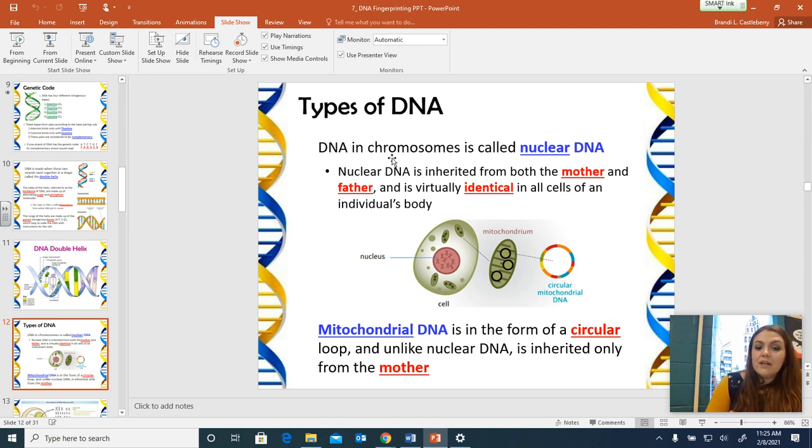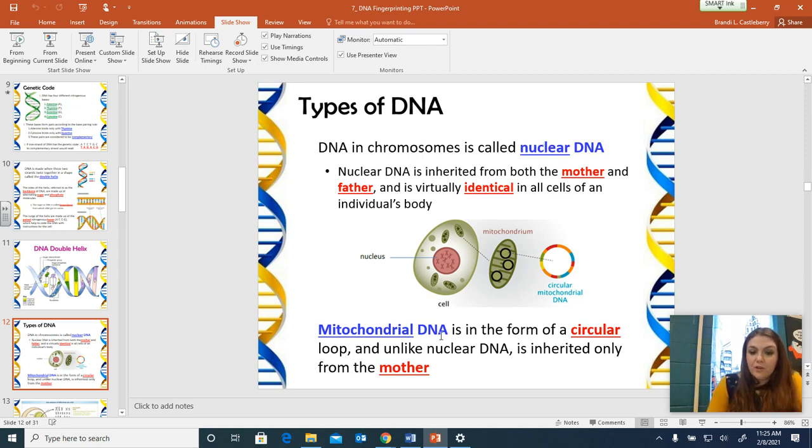Types of DNA. DNA in chromosomes is called nuclear DNA. So it's in your nucleus, okay? Nuclear DNA is inherited from both the mother and the father and is virtually identical in all cells of the individual's body. So all 46 of your chromosomes, 23 from mom, 23 from dad, are in each of your nucleuses of your cells, except in your sex cells, which we mentioned in a previous slide. They only have half, because obviously half in the egg, half in the sperm creates one new full baby. So that's just kind of how our reproductive systems work. But all the rest of your cells have all 46 chromosomes inside the nucleus of all your cells.